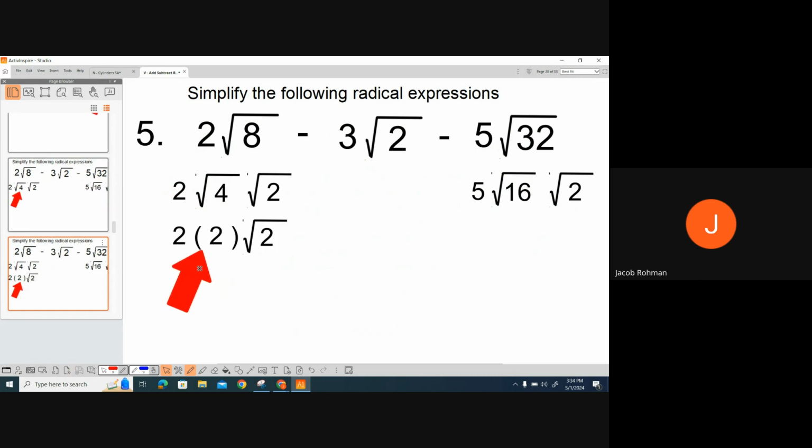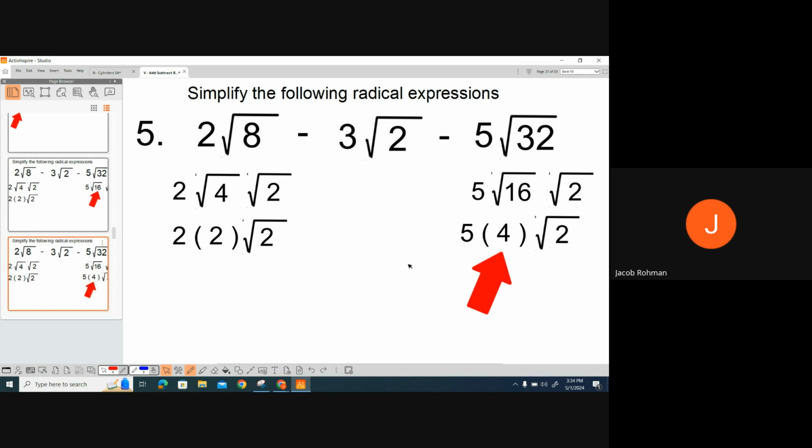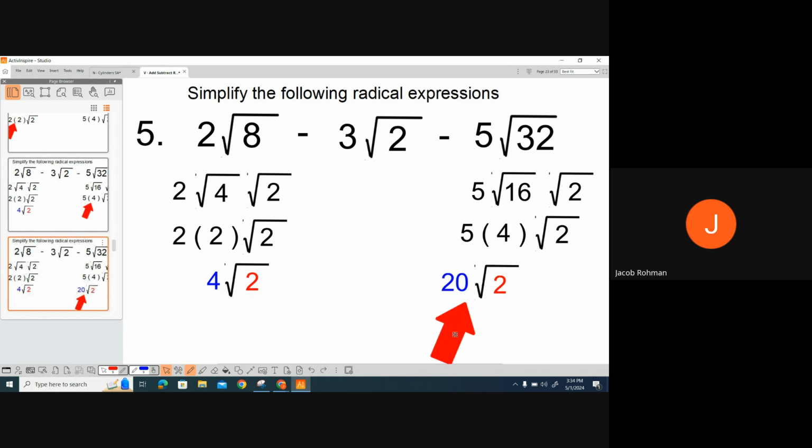Now I can turn this square root 4 into just 2. So now on the outside I have 2 times square root 2. Here I can turn this square root 16 into 4, so now on the outside I have 5 times 4 times square root 2. Let's go back to this. 2 times 2 on the front is going to be 4 root 2, and 5 times 4 on the outside is going to be 20 root 2. So this radical simplifies to this. Now the middle one is already simplified, so we're just going to drop that down in the middle.